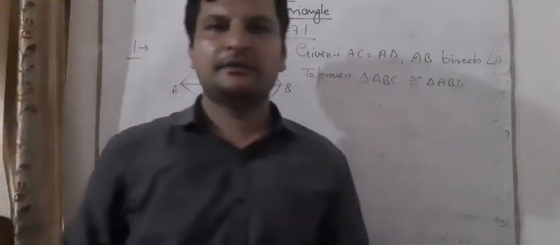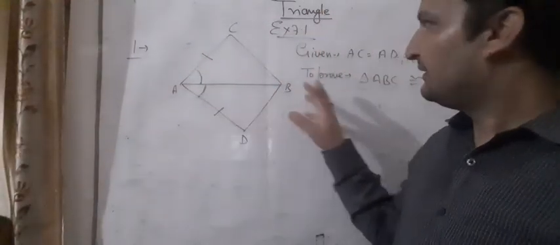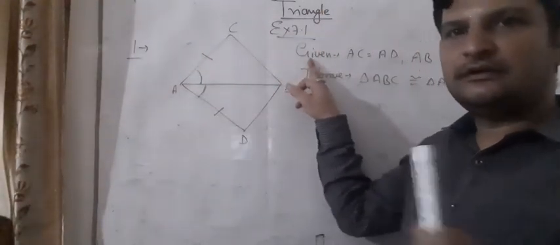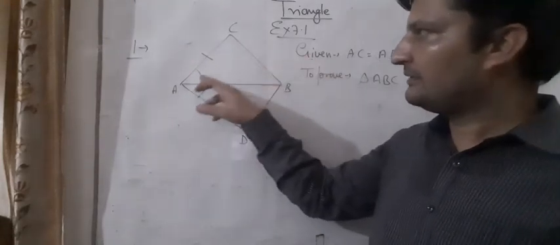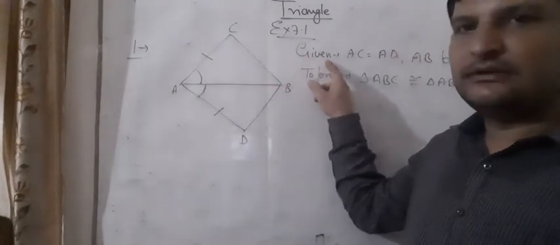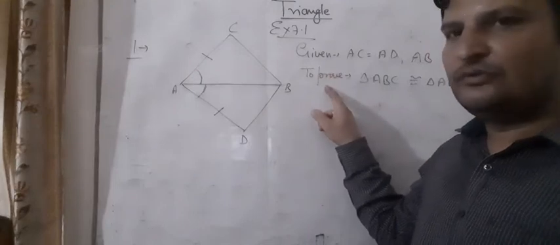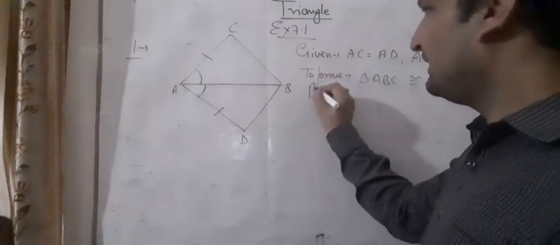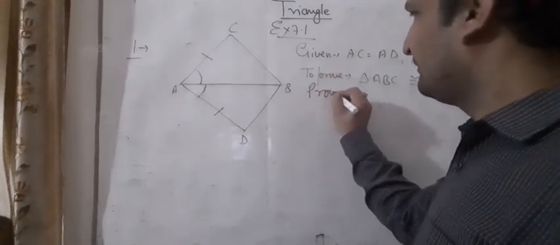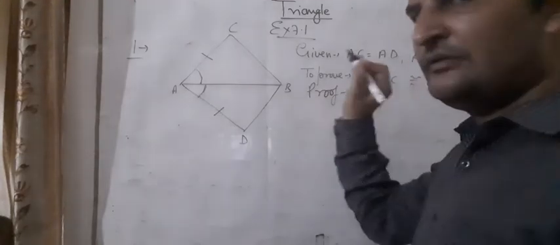First you have to write given. This is the right way, students. In any of the questions, if you have to prove, you have to write first the given, and then after that, to prove. And what we are doing last? Proof. That is called proof.